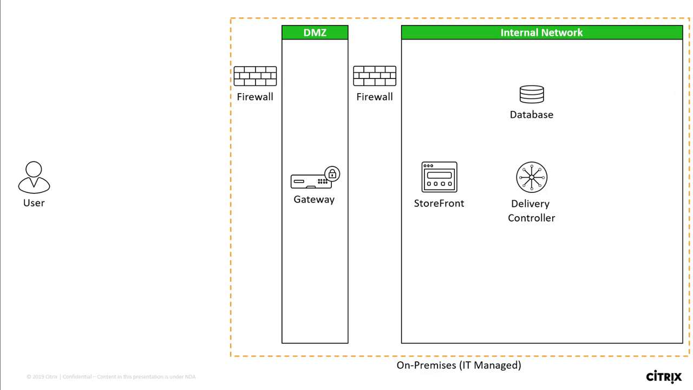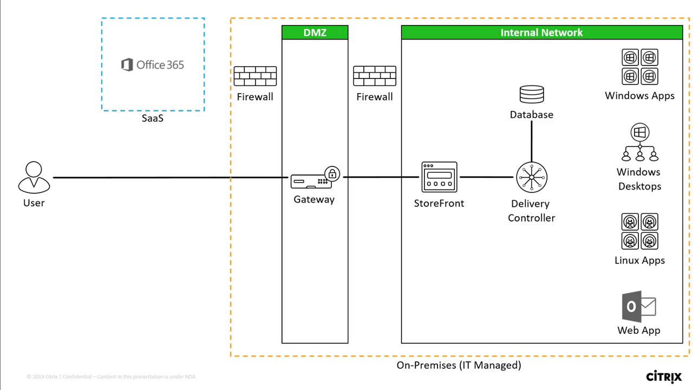So when we look at what happens when a user connects to the environment, they're going to hit Gateway and authenticate. They'll get the Storefront. Storefront's going to talk to the delivery controller and say, hey, what resources does this user have access to? The database and the controller are going to come back with all of the applications, not just the Windows and Linux apps and desktops, but also the SaaS and web applications that are being delivered via Citrix Cloud services.